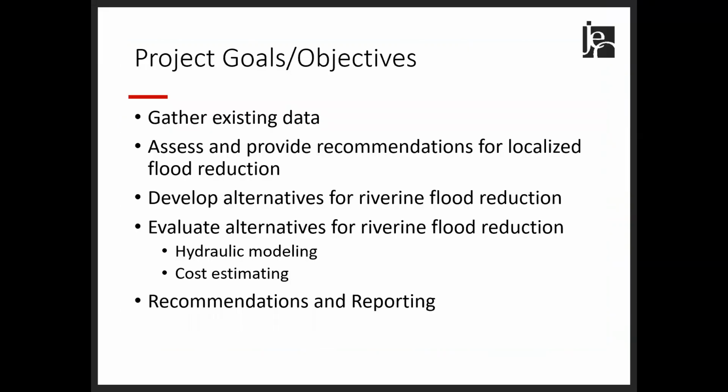The project goals and objectives are listed below: to gather existing data on the watershed, assess and provide recommendations for localized flood reduction, to develop alternatives for riverine flood reduction, to evaluate the alternatives developed via hydraulic modeling and cost estimating, and to provide recommendations and a summary of the study in a final report.